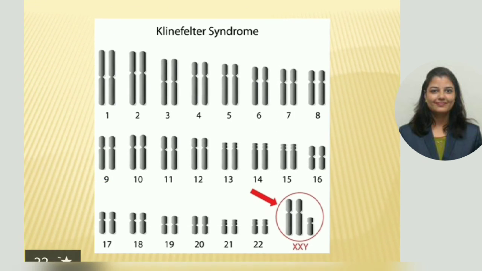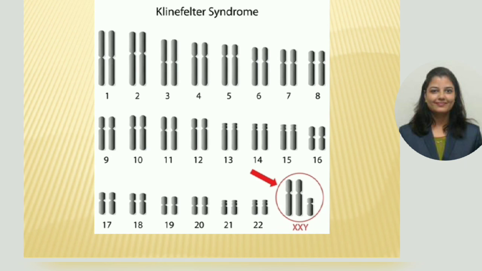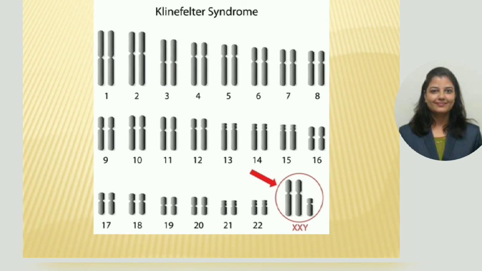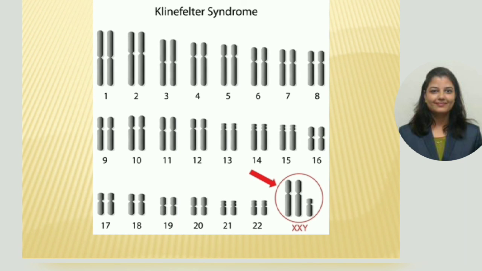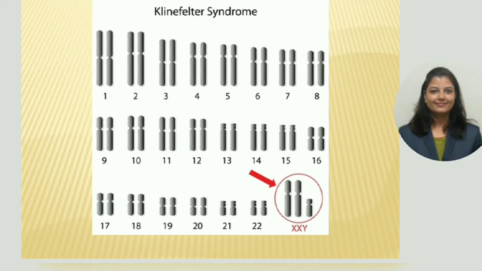So this is a diagrammatic presentation of Klinefelter syndrome. In the last circle you can see there are 3 chromosomes instead of 2. So 2 X chromosomes, which are larger in size, and 1 Y chromosome is also present, which is smaller in size. If this combination of chromosomes is present, that person has Klinefelter syndrome, which is related to males only.